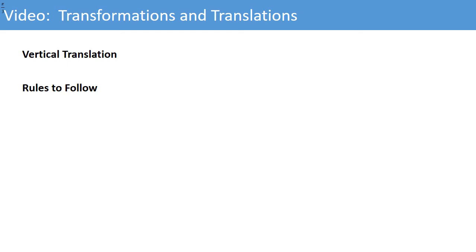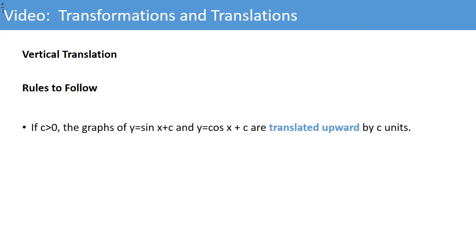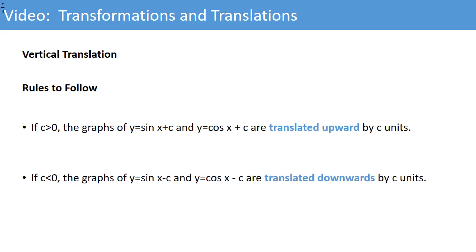Now, the rules to follow. If C is greater than 0, the graphs of sine x plus c or cos x plus c are translated upward by c units. But if c is less than 0, the graphs of y equals sine x minus c or cos x minus c are translated downwards by c units.